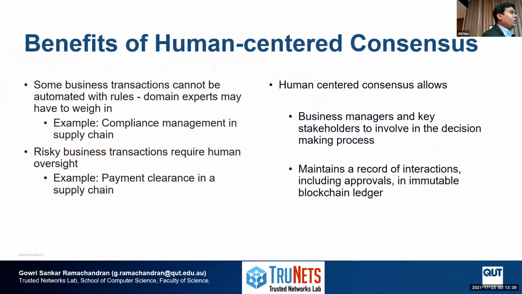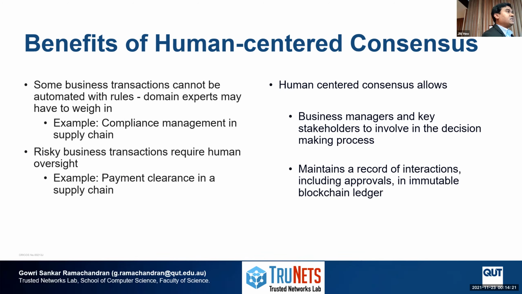So why is this important, and why do we need human-centered consensus? Because in the real world, we can't translate all our business operations into smart contracts or computer logic, because there are still some gray areas. It's not black and white. You can't code everything in blockchain as true or false. There are some things that require experts to weigh in. That's why we are connecting experts through emails, which they use on a daily basis, so they can provide their response through email. That's why we are building a human-centered consensus.